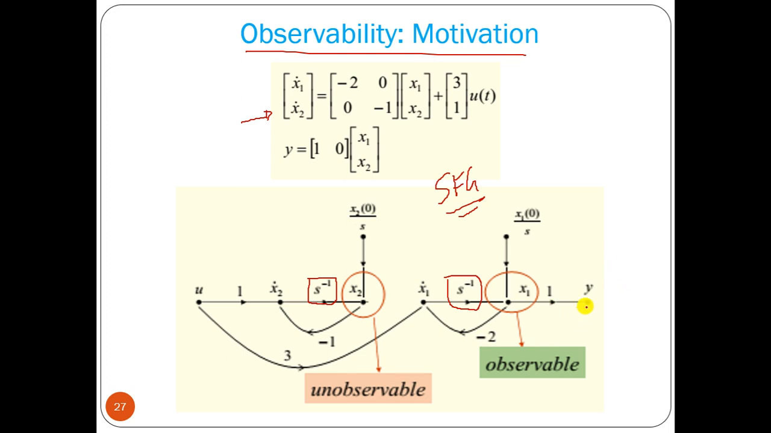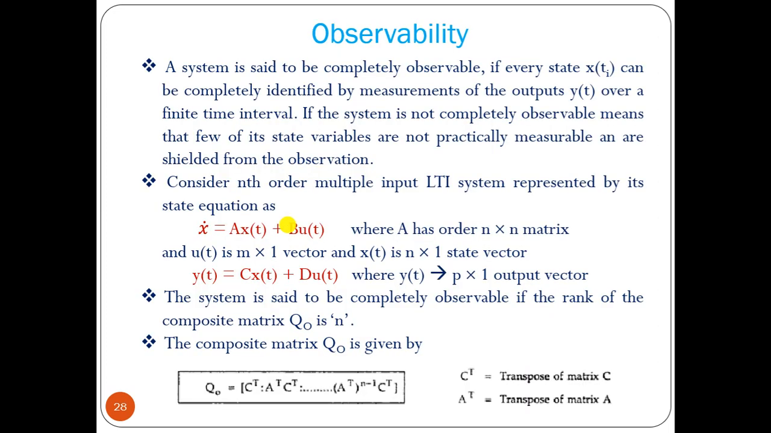Now if we look from the y output, we can see that x1 can be observable directly, there is no problem. x1 is observable, but x2 is not observable from the output. It is not connected and this is not linked also, so it is difficult to observe. Looking into the SFG, signal flow graph, we cannot predict that very easily, so we require one formula like the observability matrix Q0. Let us see what will happen.